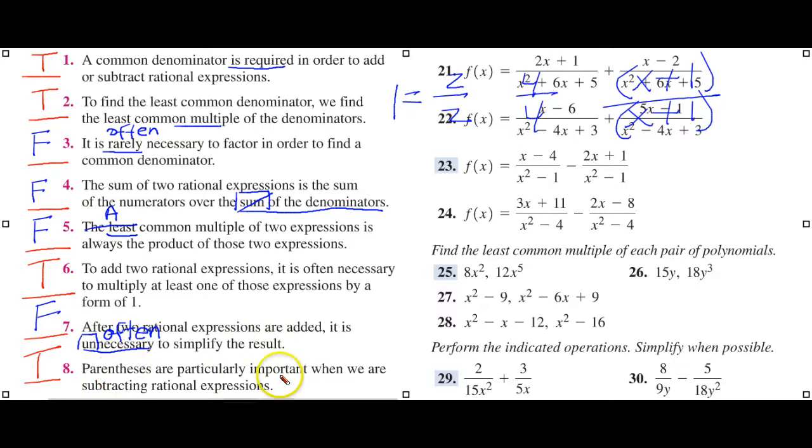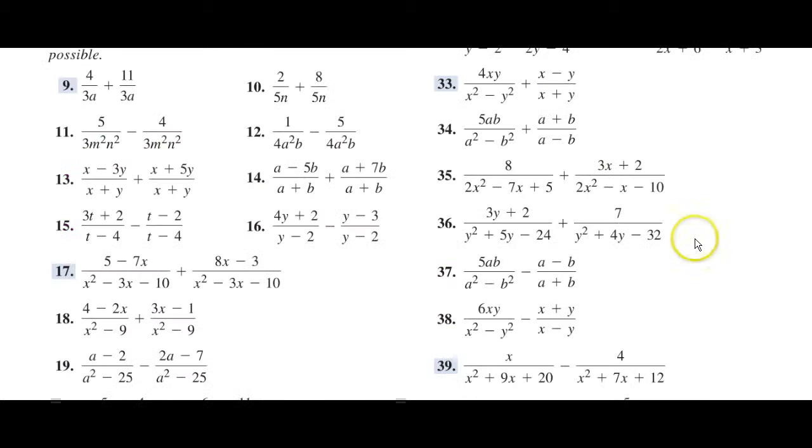And parentheses are particularly important when we are subtracting. So if you subtract something and they're in a parenthesis, we remove the parenthesis and change all the signs. That's the key to that one. All right, let's just do a few more here.